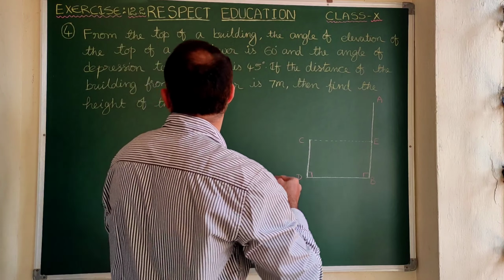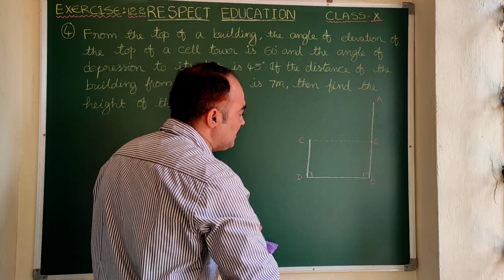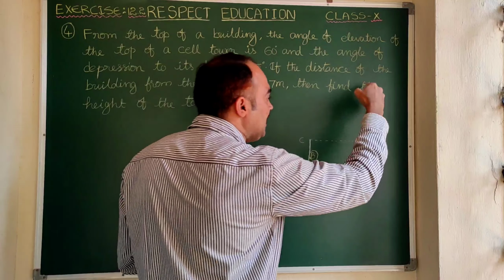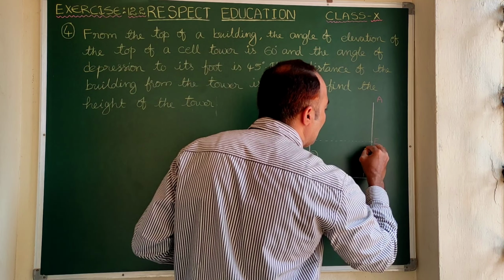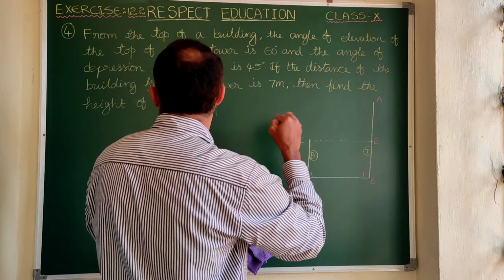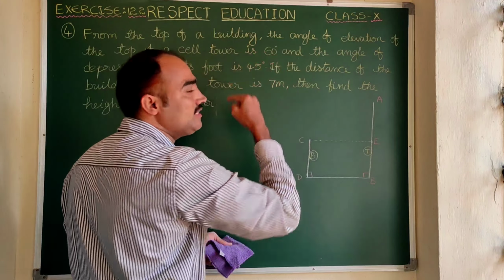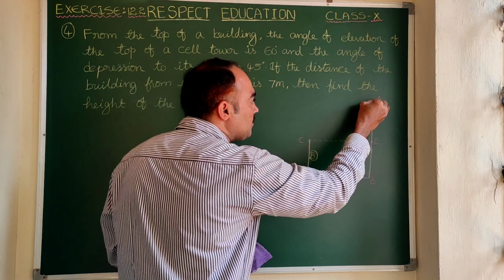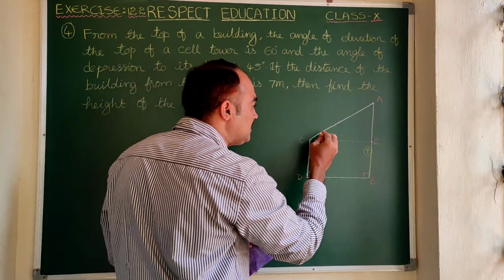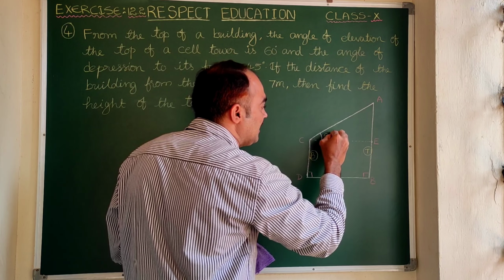Now read the question carefully. From the top of a building, here you understand CD indicates building, whereas AB is the cell tower. So here I am writing T for tower, B for building. Now from the top of the building, the angle of elevation of the top of the cell tower is found 60 degrees. As you know, angle of elevation is above the horizontal line. So here this is 60 degrees.